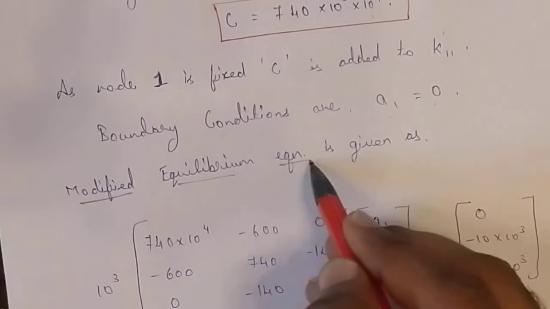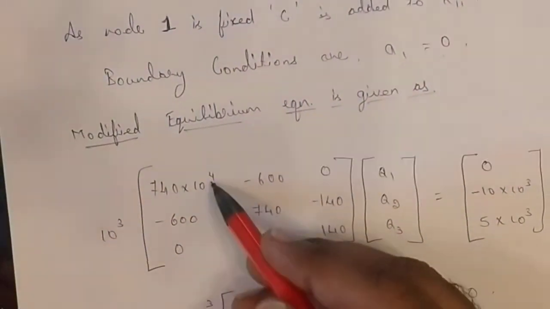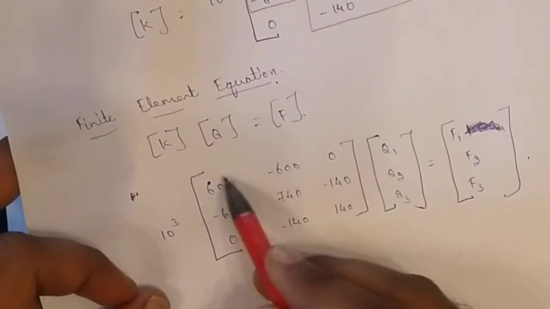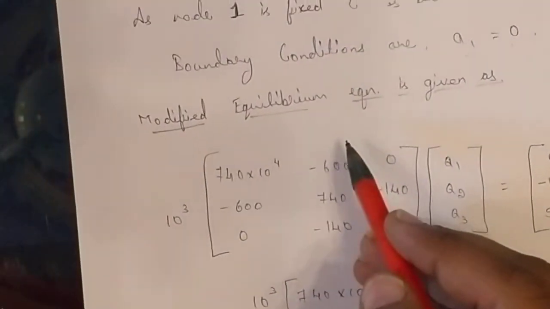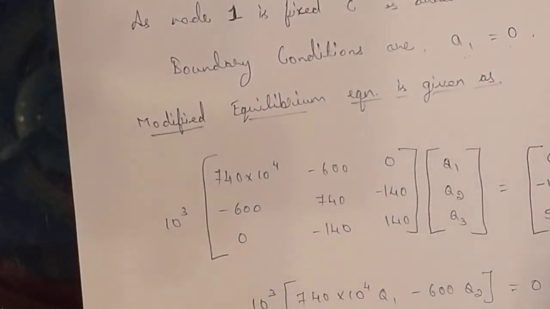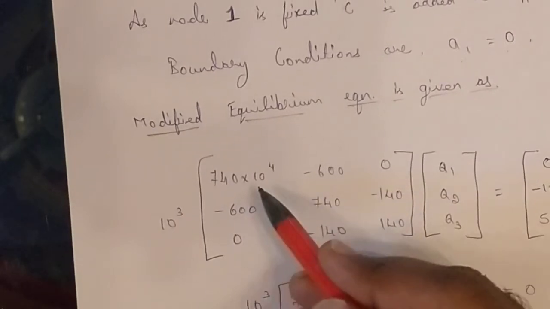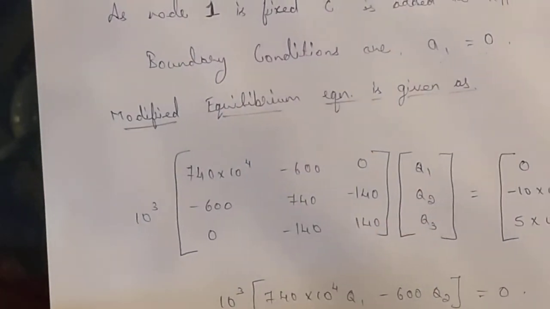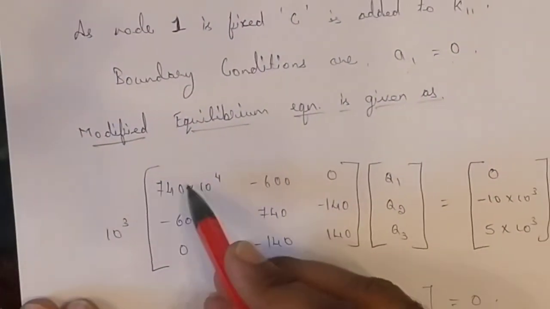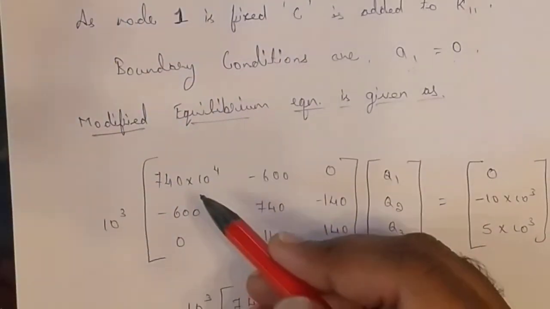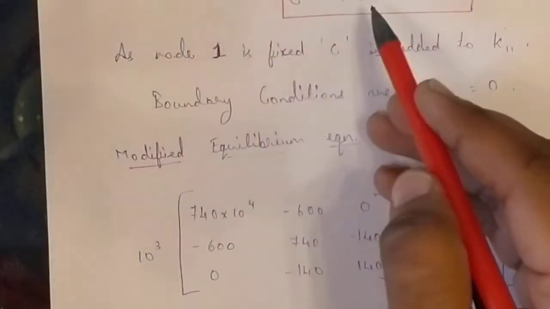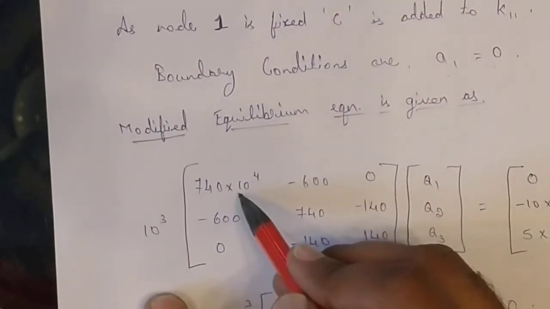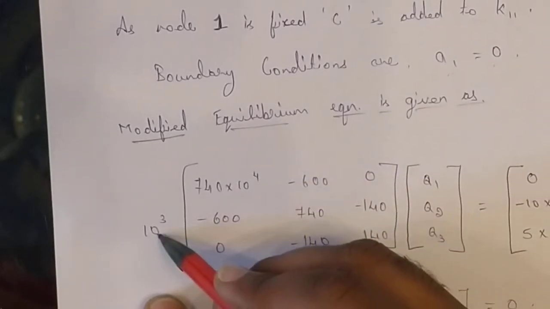Next, the modified equilibrium equation is given as follows. Add C to this K11. If I add C to this K11, I'll get 740 into 10 power 4 minus 600, 0. So add the C value to this first K11. If I add 600 into 10 power 3 plus 740 into 10 power 7, I'll get 740 into 10 power 7. So 10 power 4 here and 10 power 3 common as it is.